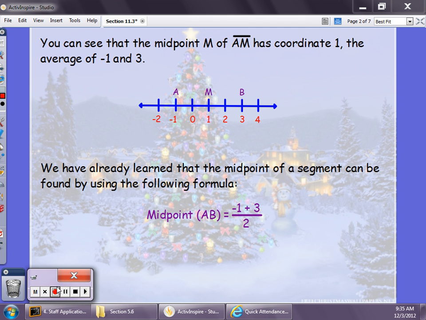You can see that the midpoint M of segment AB has a coordinate of 1, which is the average of -1 and 3. We have already learned that the midpoint of a segment can be found by using the following formula. To find the midpoint of any segment, in this case segment AB, we're going to take the coordinate A, which is -1, plus the coordinate B, which is 3, and find the average. So -1 plus 3 divided by 2 gives me a midpoint value of 1.